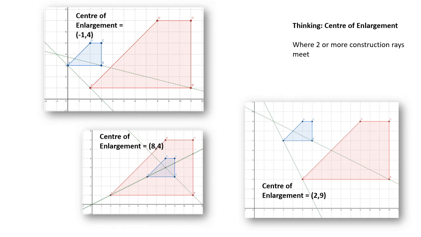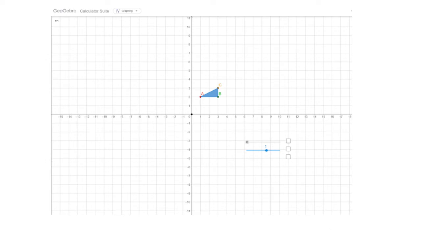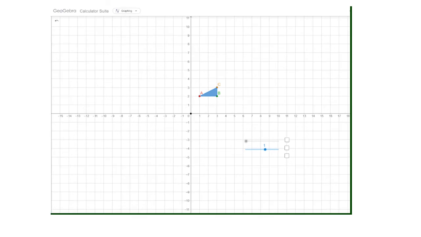So 2 things we need to remember when we're doing these enlargements. We must have a centre. Okay, let's have a look at this video, which is going to show us the enlargement we need to do for this question, and a little bit extra, and then we'll do it properly with pen, pencil and ruler, see where we're going.